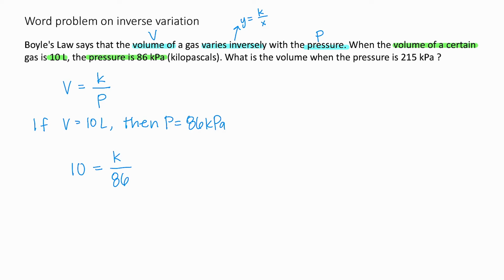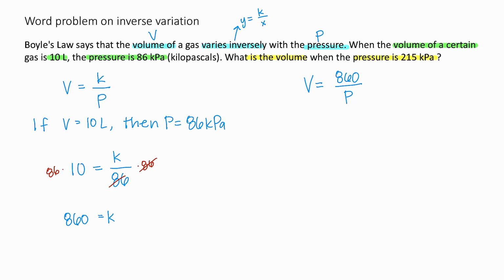All right, I need to solve for K. So I'll multiply both sides by 86. In doing so, I cancel out the 86 on the right-hand side. And I have that K equals 86 times 10 is 860. So for this specific situation, I can write my equation as volume equals 860, that value of K I just found, divided by my pressure P. All right, so what does it ask here at the end? It says, what is the volume when the pressure is 215 kilopascals?